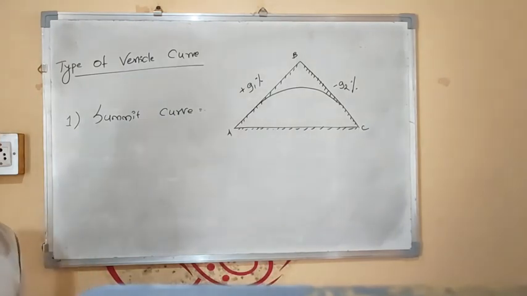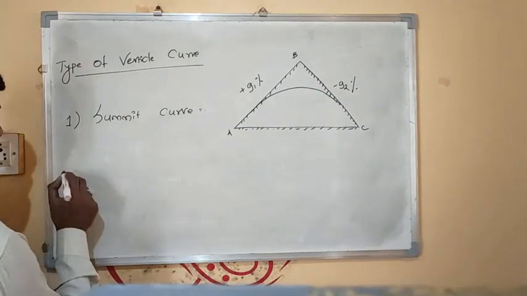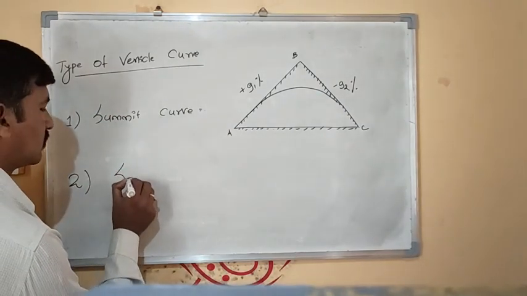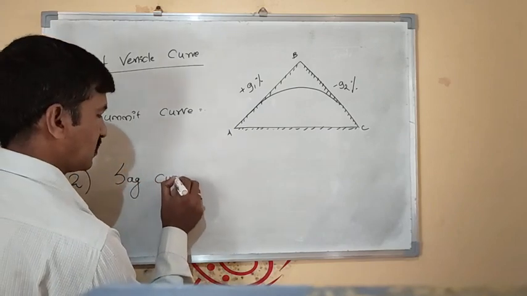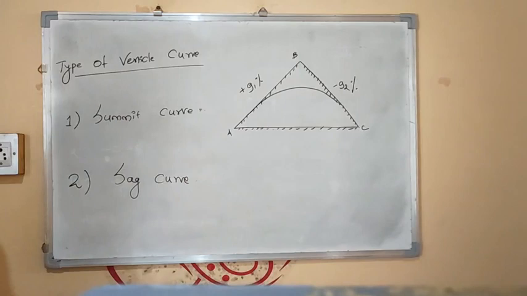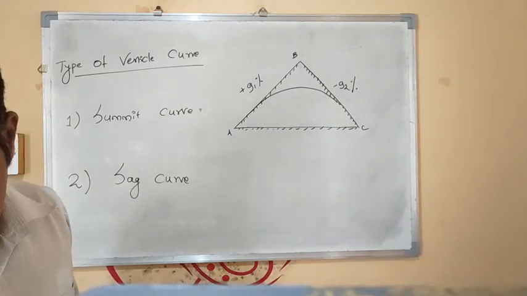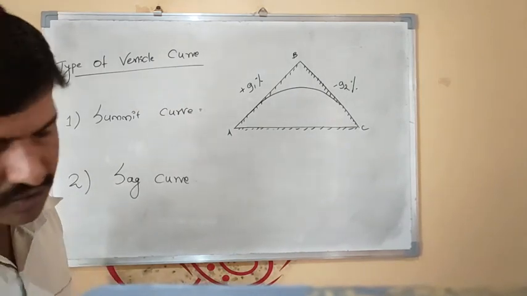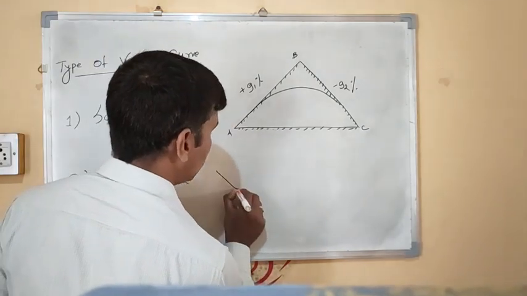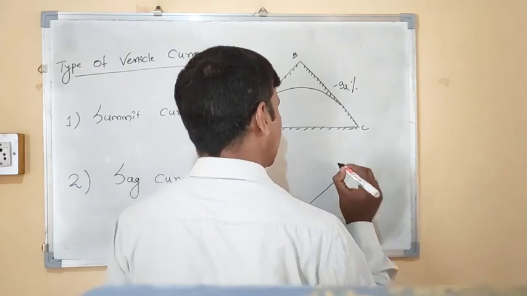We have to provide one smooth curve, that is your summit curve. The second one is the sag curve. So what is a sag curve? A sag curve is nothing but a down gradient followed by an up gradient. A down gradient followed by an up gradient, that is called your sag curve.